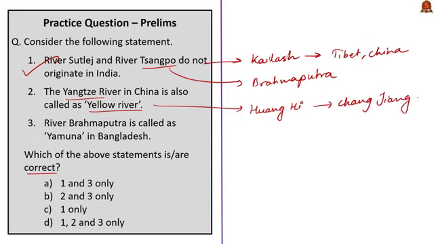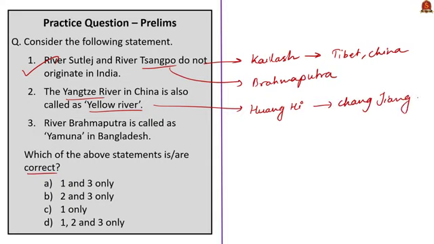Then the third statement states, River Brahmaputra is called Yamuna in Bangladesh. Now, this statement is incorrect because River Brahmaputra is called Jamuna in Bangladesh or in Bengali. It is not Yamuna, though both may phonetically sound similar. Here only statement 1 is the correct statement. So, the correct answer to this question is option C, 1 only.